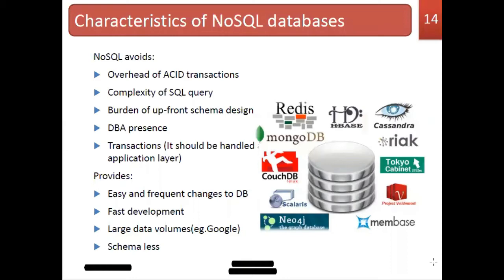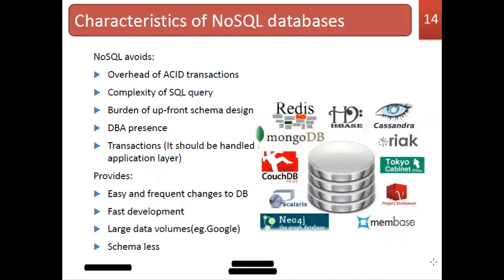When you're dealing with different varieties of data, you cannot have a very strict schema. The burden of DBA, database administrator, presence is not very much required here. And transactions should be handled at the application layer. There is no specific layer in NoSQL databases to handle the transaction.